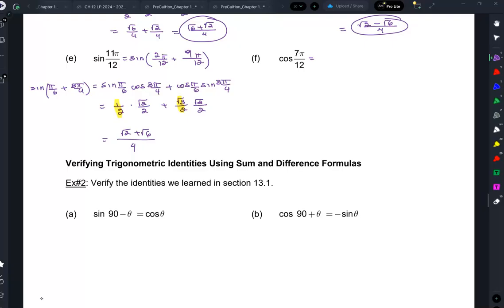All right, this one. Cosine. Okay, so what works here? What's one thing that works? 1 and 6, does that work? No, because pi over 12 is not. So what else? 2 and 5 doesn't work. 3 and 4 definitely works. So cosine of pi over 4 plus pi over 3.